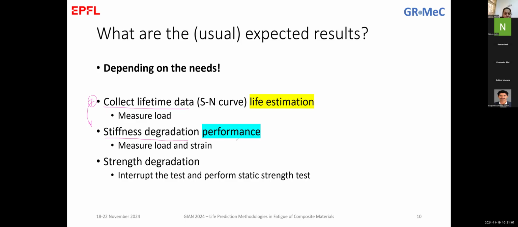If we need also to measure stiffness degradation for the performance analysis, as we said before, then we need to measure the load, but also the strain. Okay, I'm asking, how do you measure the strain in a specimen? When you clamp a specimen on the machine, you measure the load by the load cell of the machine, and this is obvious. Then how do you measure the strain? Strain gauges, you can put strain gauges, or we can use non-contact like DIC, digital image correlation.